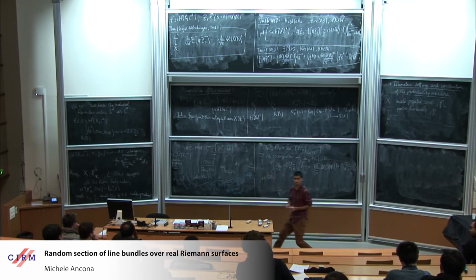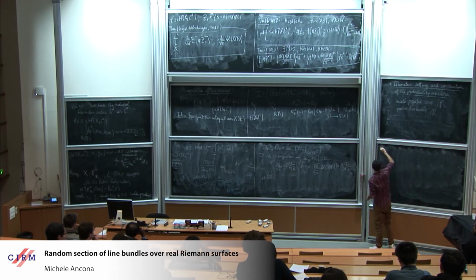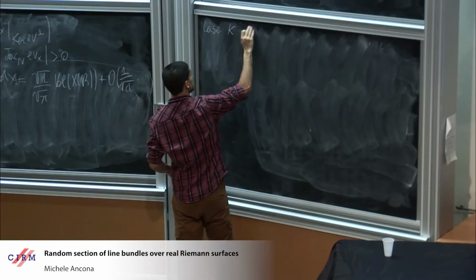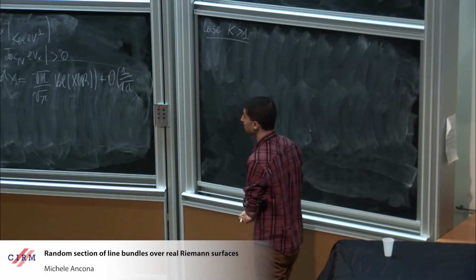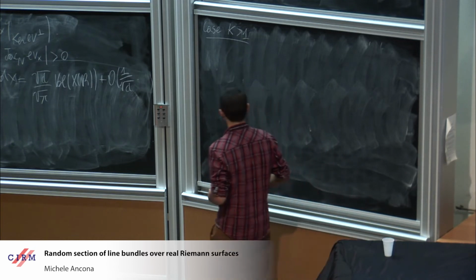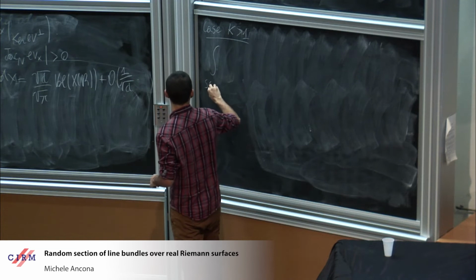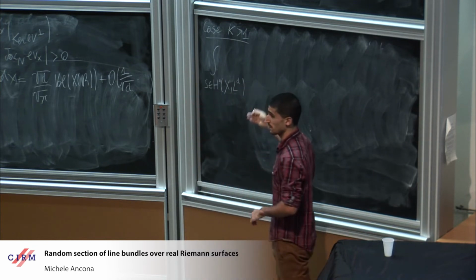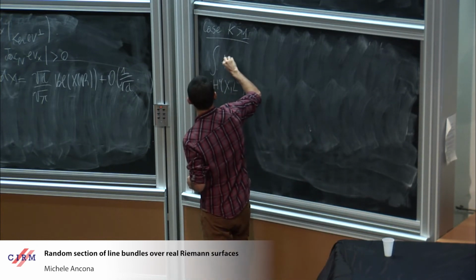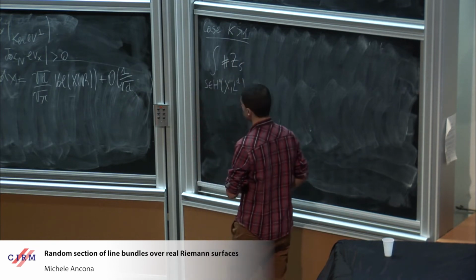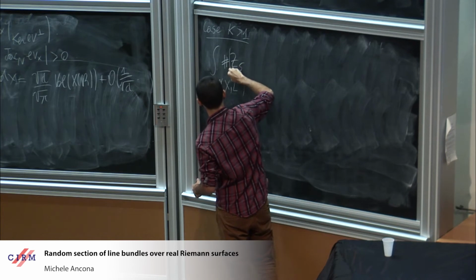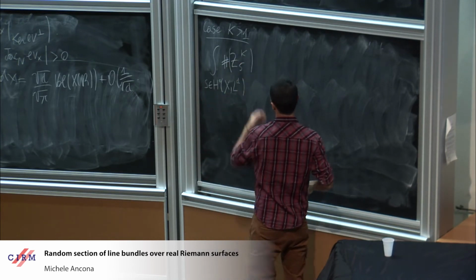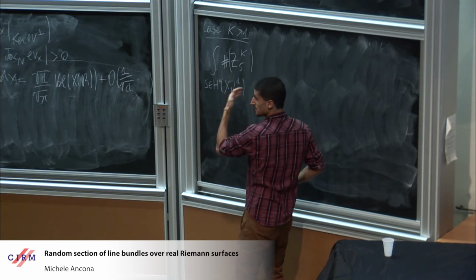Any questions? So let's try to use these techniques for the computation of higher moments. So the case k bigger than 1. Now what we want to compute is the following quantity. It's the integral over the space of real sections of the number of real zeros of a section to the power k, which I like to see as the cardinality of the Cartesian product Z_s to the power k.